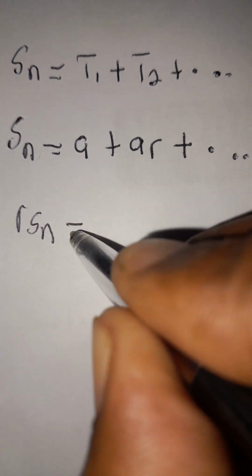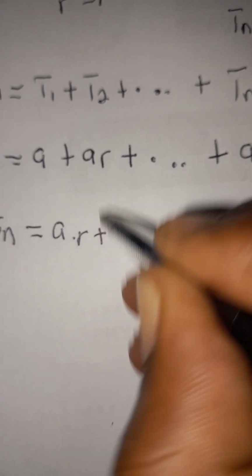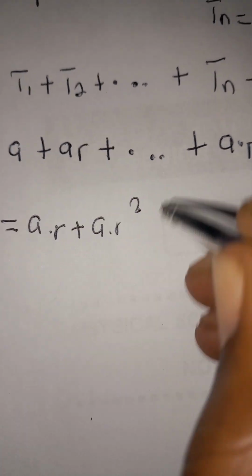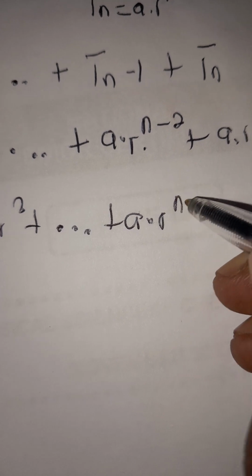You are not done. In order to get equation 2, we need to multiply by the constant ratio. Everything needs to be multiplied by r. If I multiply Sn, I'm going to have rSn. If I multiply a, it will be ar. If I multiply ar, it will be ar squared, plus ellipsis. If I multiply this, it will be ar to the power of n minus 1.